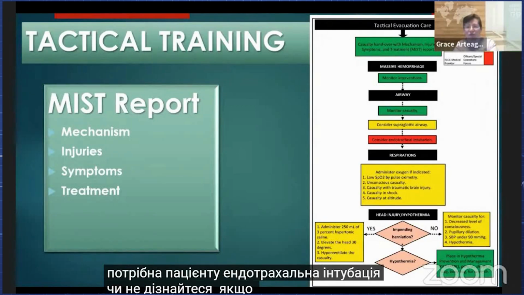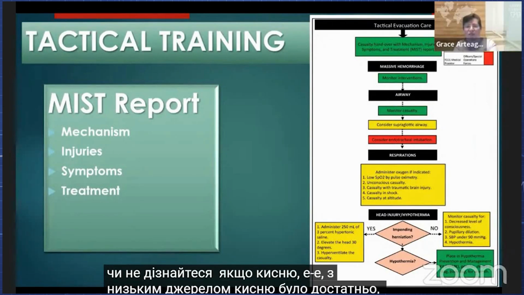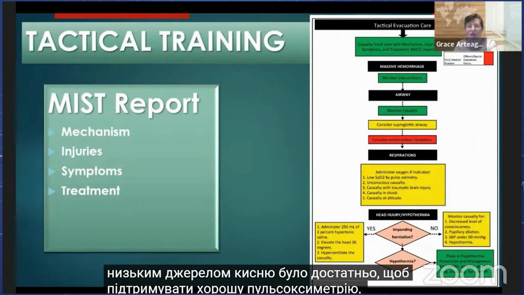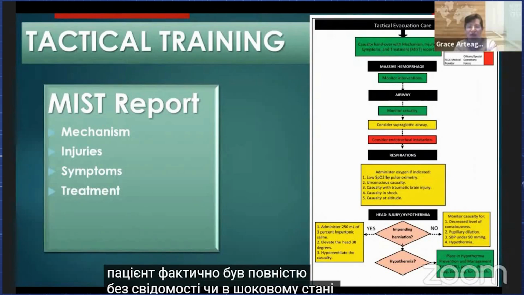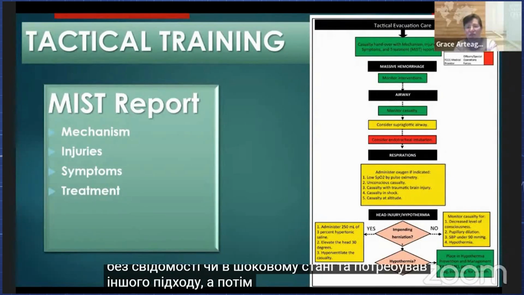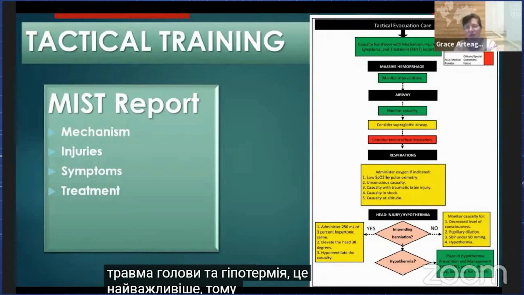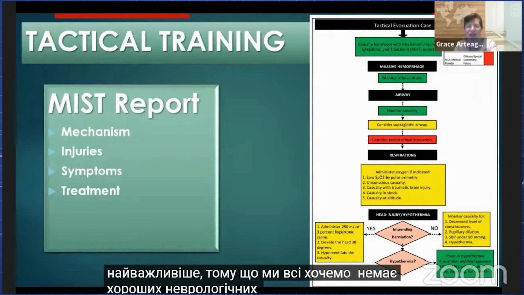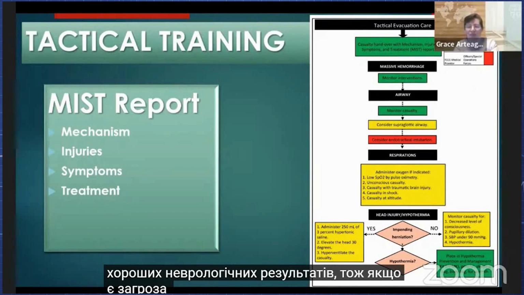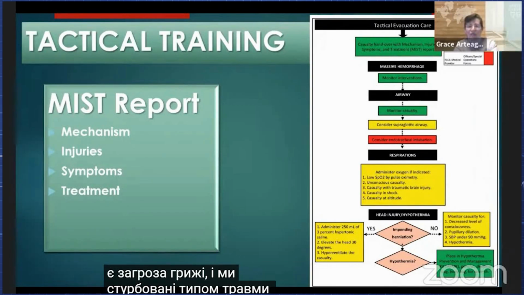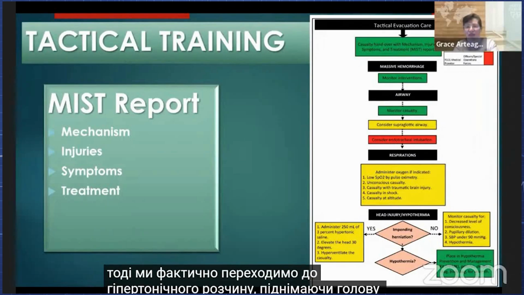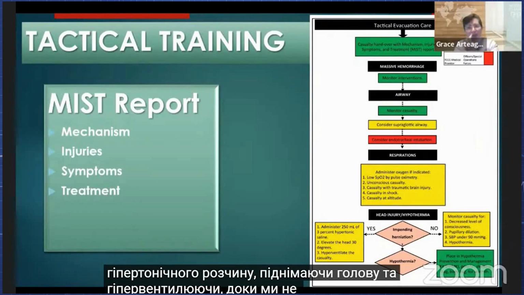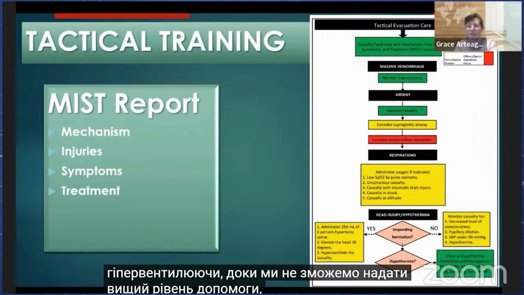Find out if oxygen from a low source of oxygen was enough to maintain good pulse oximetry, or if the patient was actually completely unconscious or in shock and required a different approach. And then the head injury and hypothermia. This is the most important thing because we all want good neurological outcomes, right? So if there's impending herniation and we're concerned about the type of head injury, that's when we go to hypertonic saline, elevating the head, and hyperventilation until we can provide a higher level of care.